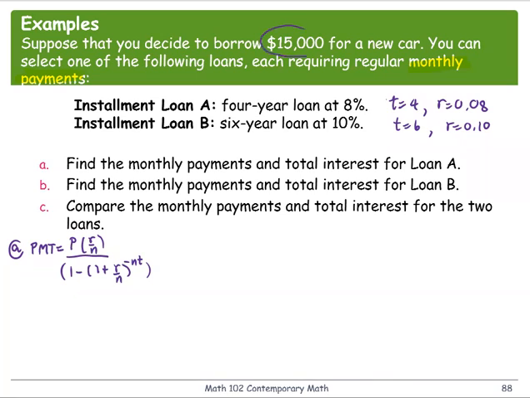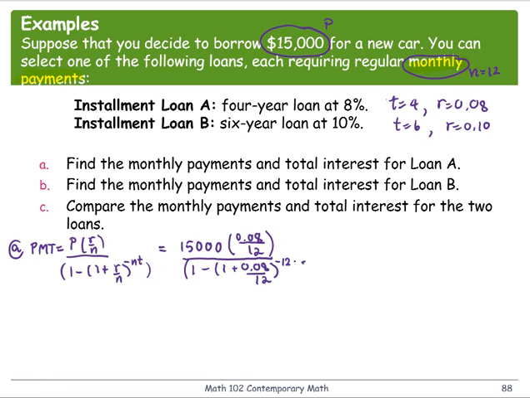The amount of the loan is $15,000. So follow the notation here. Put in $15,000 multiplied by the R for loan A, which is 0.08, divided by N, which is for monthly payments, so N equals 12. So 12, close the parentheses, draw the line, and then open, 1 minus the quantity 1 plus 0.08 divided by 12, raised to the power negative. N is 12 multiplied by the years, which would be 4 years. And then close the parentheses.